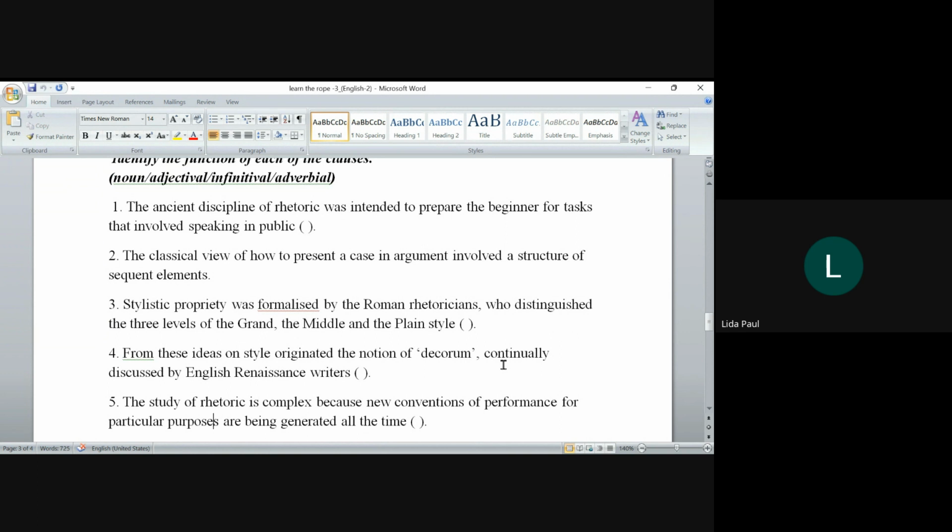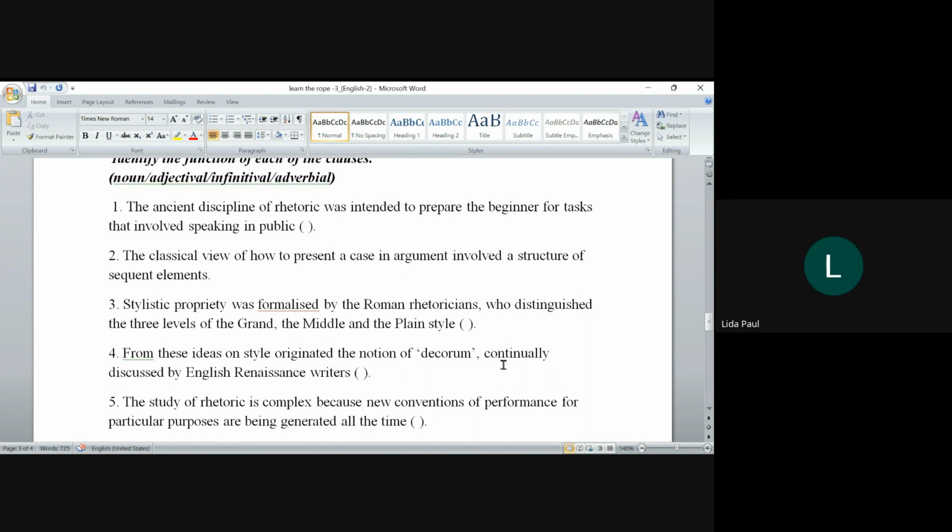Within that subordinate clause, you have another subordinate clause, which she answered, which was "that involve speaking in public." So there are two subordinate clauses. Now you tell me what kind of subordinate clauses they are. The first one, "to prepare the beginner for tasks that involve speaking in public." Infinite, ma'am. Okay, everybody understand this. This is an infinitive or non-finite clause, whatever you want to call it. That is the kind of subordinate clause.